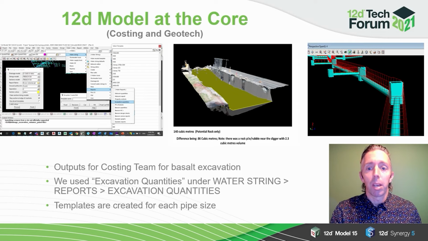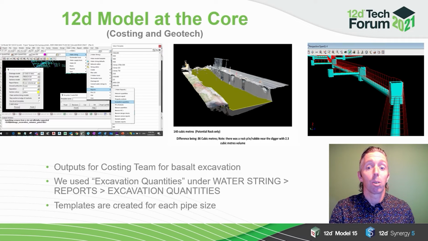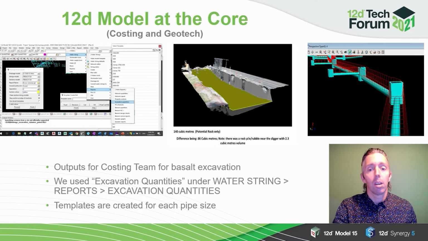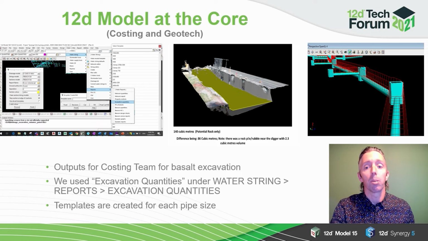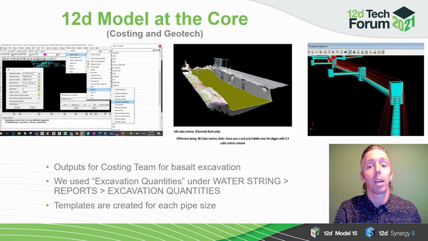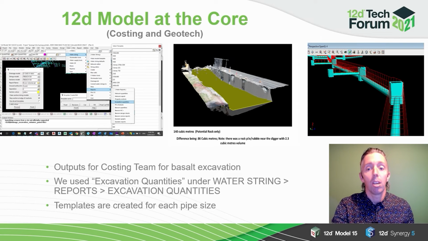As the site is basalt, we've also used 12D model to extract trench volumes. We've used the excavation quantities command. Once the stormwater network is built in 12D, it will run the template you create along the network and create a trench made up of strings. You then create a surface and compare your other surfaces with it to gain the volumes.